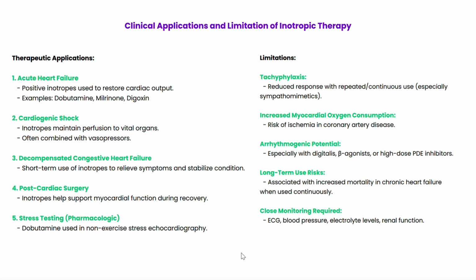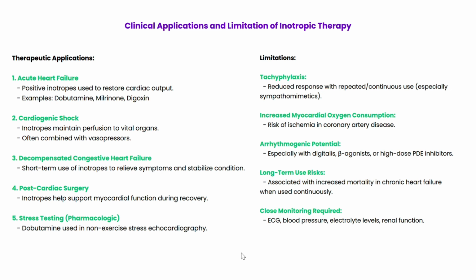They are most useful in acute heart failure, or sudden severe heart failure, where the heart is not pumping enough blood. We use positive inotropes like dobutamine, milrinone, or digoxin. They help the heart contract more strongly, buying us time to stabilize the patient.